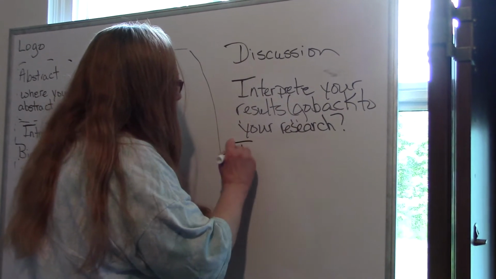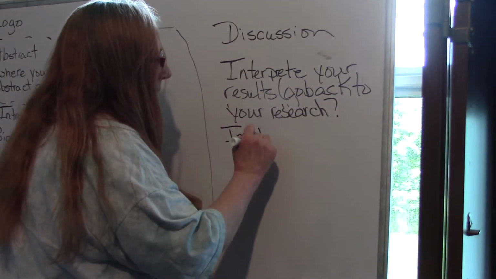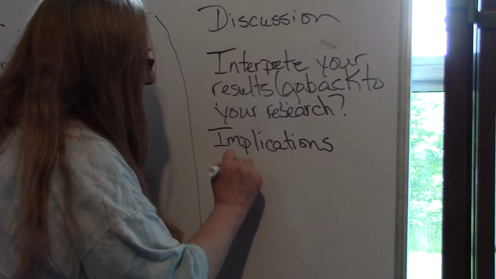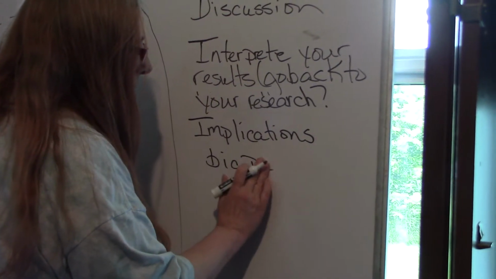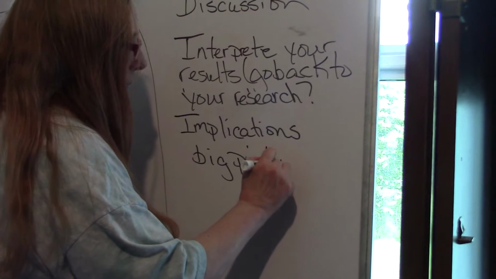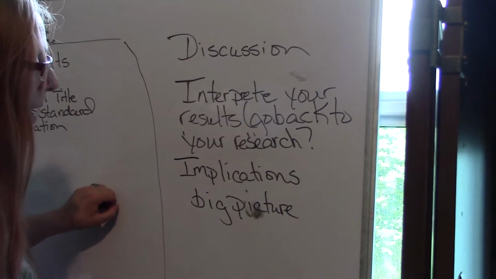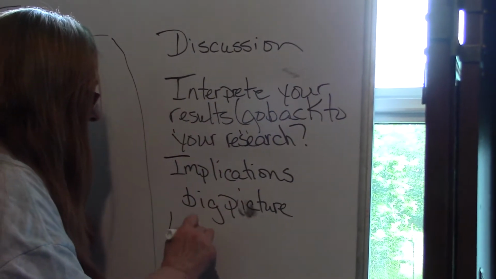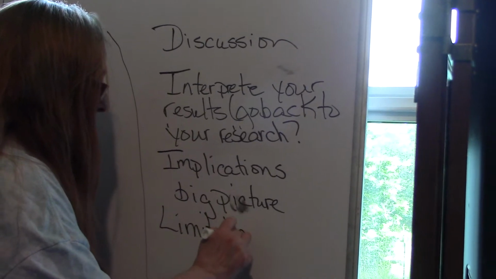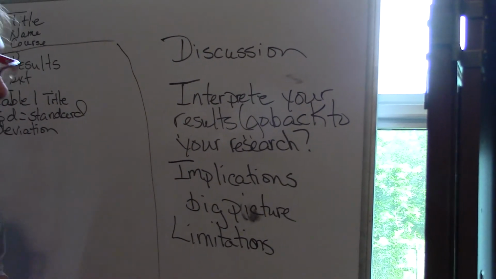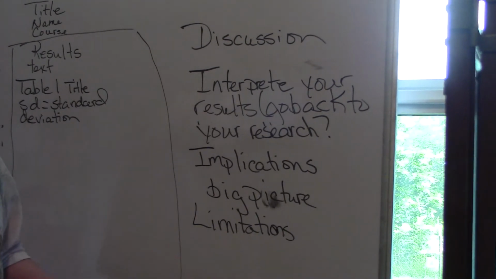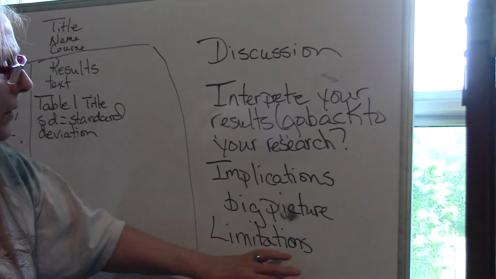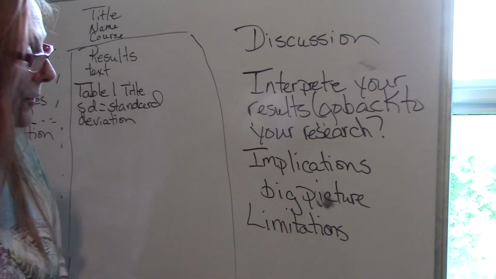Then your implications. Sorry about that. Implications. And this is big picture. You revisit the big picture. All right? And you're going to need citations here. And then limitations. I know that some of you had problems. And all of you who did research at home, I don't believe anyone had an adequate sample size. So that's probably one of your limitations there.